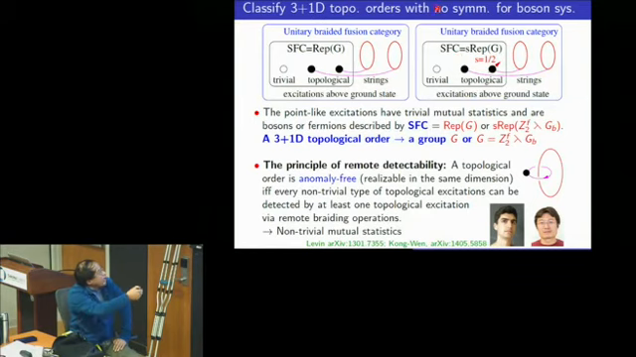And then we have the strings, the loops. And here, when you have loops, actually we must have loops. The reason is the following. When you only have particles, the particle cannot satisfy this principle of remote detectability. Actually, Michael talked about that yesterday, which is a very important assumption in a topological order.